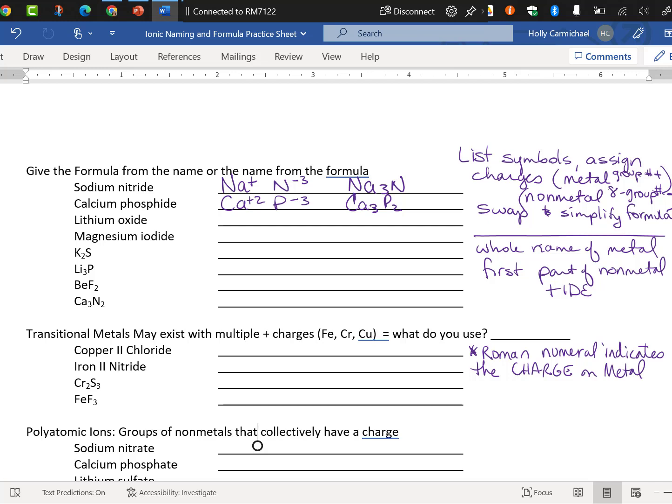Okay, so we did these ones. Looking at the next group of them, when you have a formula, it's pretty nice. If you have the formula for an ionic compound, you always just use the whole name of the metal, first part of the nonmetal, plus IDE. So K2S, K is potassium. And the S, which is sulfur, you take the first part of the nonmetal and then add the IDE. So that becomes sulfide.